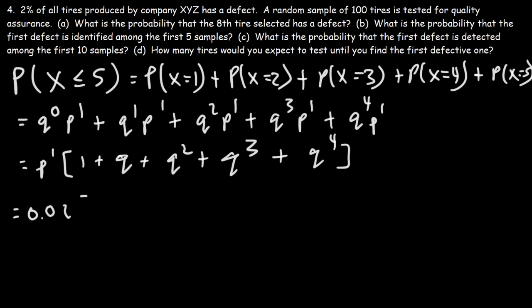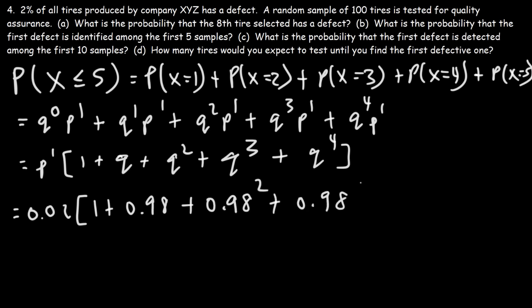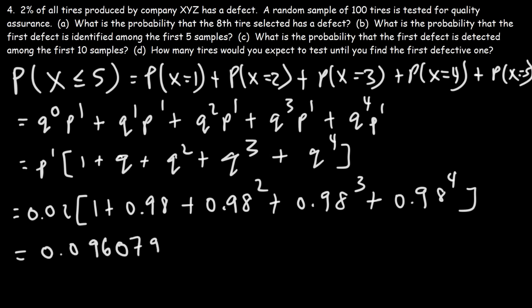So it's 0.02 times 1 plus 0.98, and then plus 0.98 squared, and then plus 0.98 to the third power, and then plus 0.98 to the fourth power. Go ahead and plug this in your calculator. I got 0.096079, which is approximately 9.6%. So that's the probability that the first defect will be identified among the first five samples.